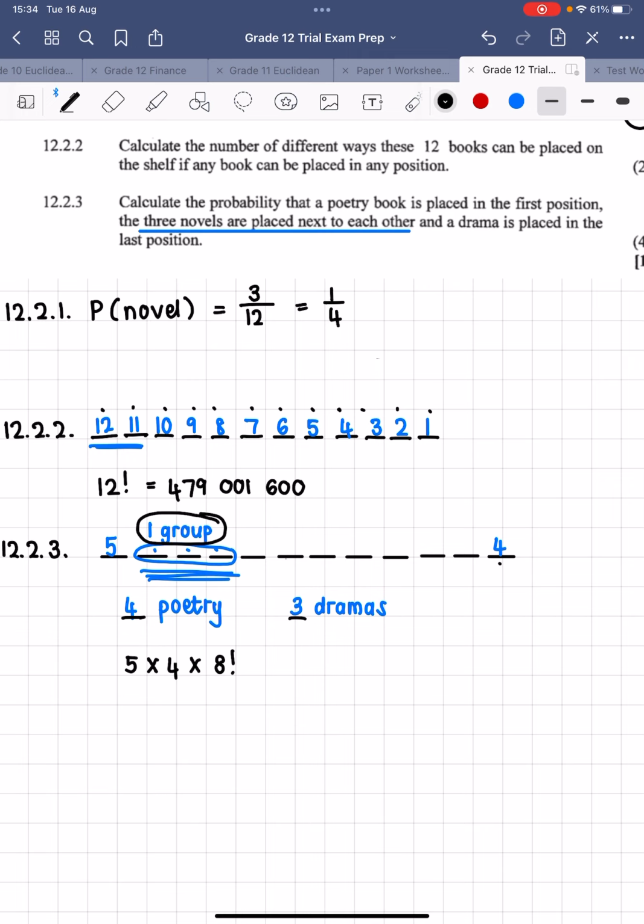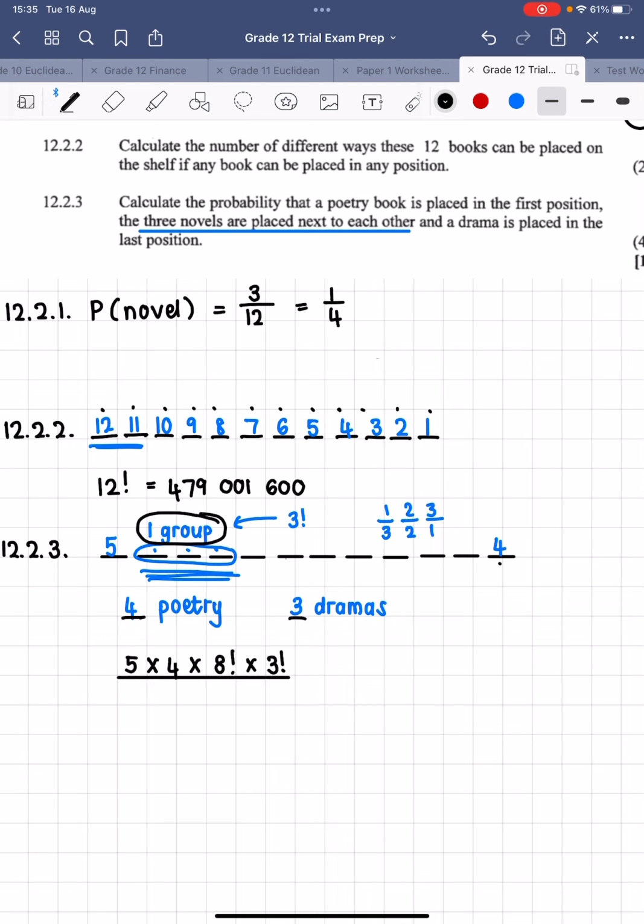But guys, within the group of 3 books, they can also be arranged in 3 factorial different ways. You can have book 1, then book 2, then book 3, but you can also have book 3, then book 2, then book 1, and so on. There are 3 factorial ways for the 3 novels to be arranged. So that is in how many ways these books can be arranged if we are satisfying all of these conditions.